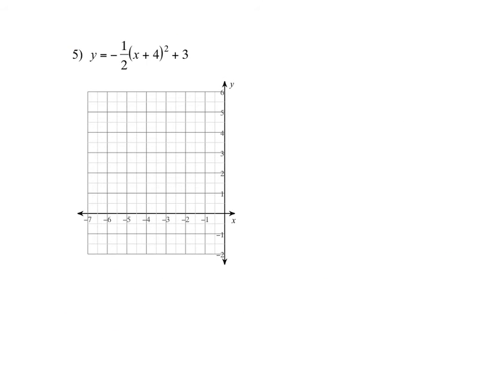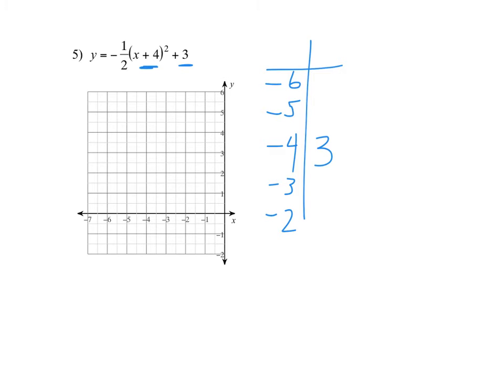Now let's look at vertex form. I always like graphing in vertex form better because they give me a point right away. Specifically, they give me the vertex. In this case, the x-coordinate of my vertex is negative 4, and the y-coordinate will be 3. So I know that I'm also going to plot negative 6, negative 5, negative 3, and negative 2.